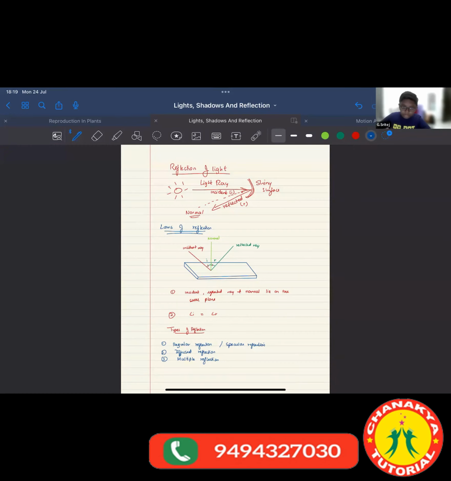Ma'am, what is after "same" in the first point after the diagram? Incident ray, reflected ray, and normal lie on the same plane. Plane is the surface. They lie on the same surface. Okay. Ma'am, I'm done. Okay.